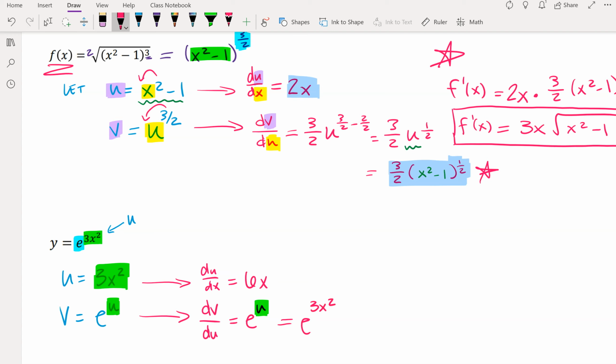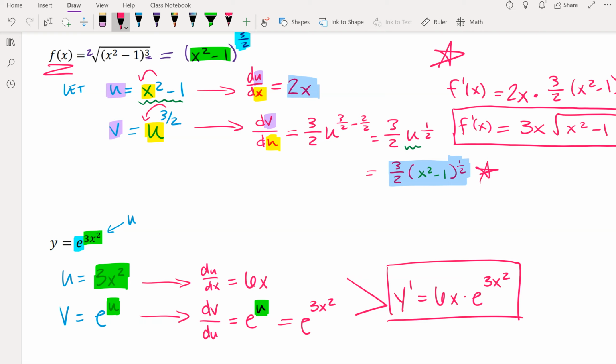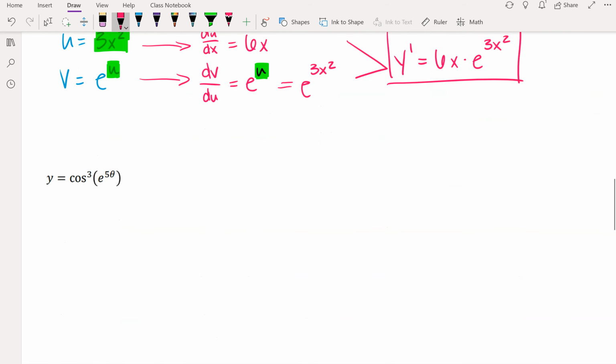And now finally we bring these together. We multiply them to get y prime. Y prime equals 6x times e to the 3x squared. That is your derivative. Okay, let's do another one. Here we go.